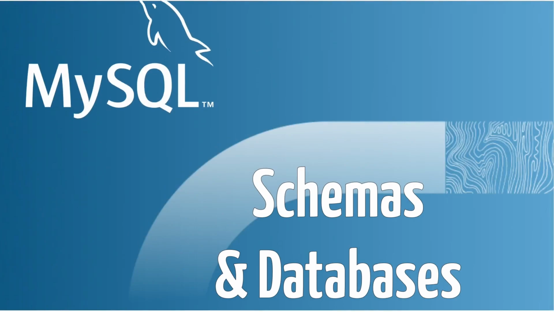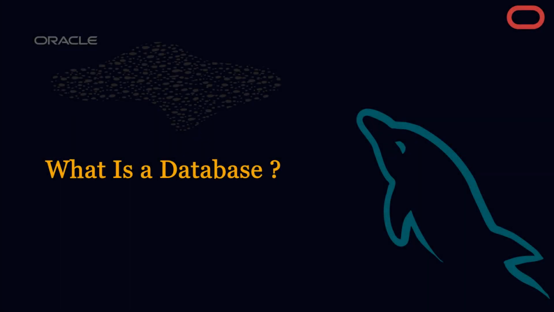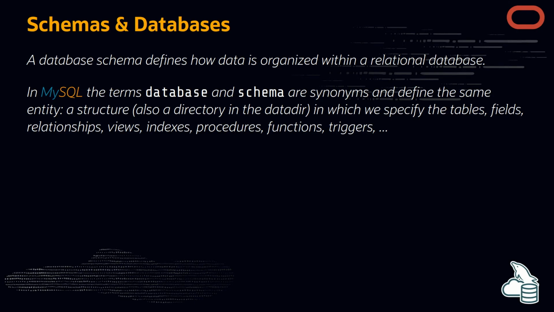So today we're going to discover schemas and databases in MySQL. First, what is a database? A database schema defines how data is organized within a relational database. In MySQL, the term database and schema are the same, so they are synonyms, and they define the same entity, a structure, also a directory in the data tier, in which we specify the tables, fields, relationships, views, indexes, procedures, functions, and triggers. All that is part of a schema or a database. They are exactly the same in MySQL.